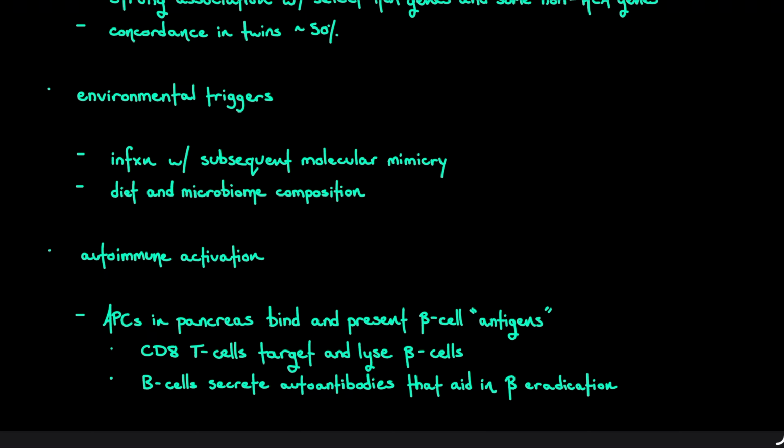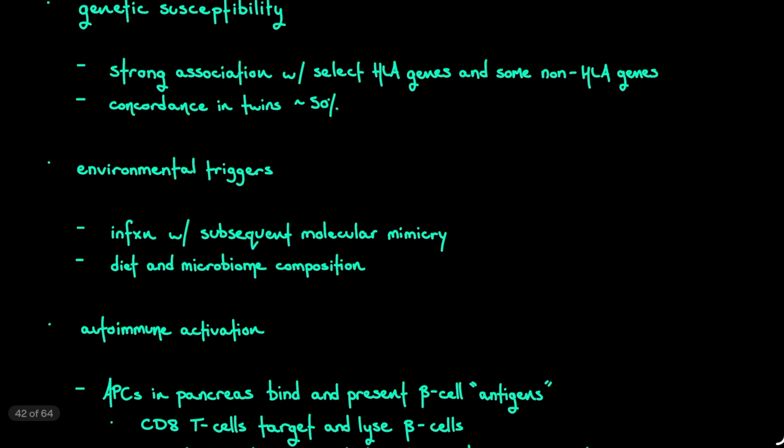I know less about this, but I did see this in my research. All right. Autoimmune activation. So what happens here? Your antigen-presenting cells in the pancreas bind and present beta cell antigens, right? They're not really antigens. They're quote-unquote antigens. Your immune system has just confused stimuli for whatever reason, be it a genetic reason or an environmental reason, or usually both.